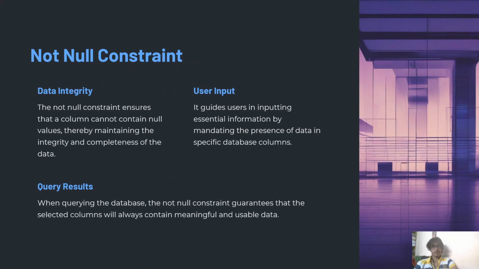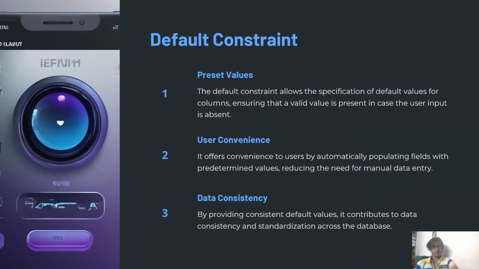Not null constraint. Data integrity: the not null constraint ensures that a column cannot contain null values, thereby maintaining the integrity and completeness of the data. It guides users in inputting essential information by mandating the presence of data in specific database columns. When querying the database, the not null constraint guarantees that the selected columns will always contain meaningful and usable data.